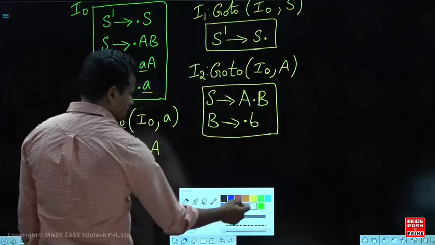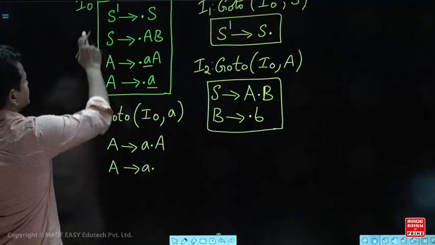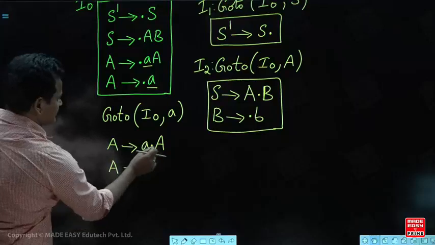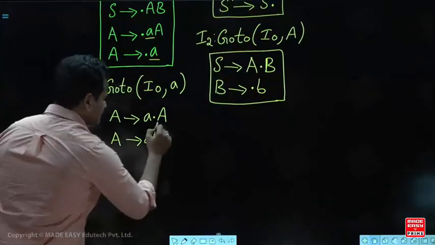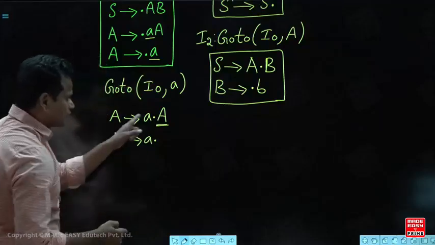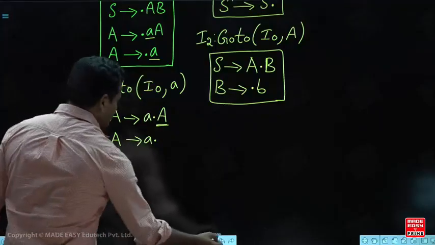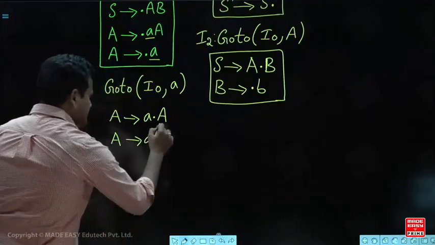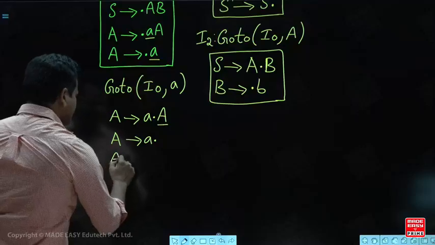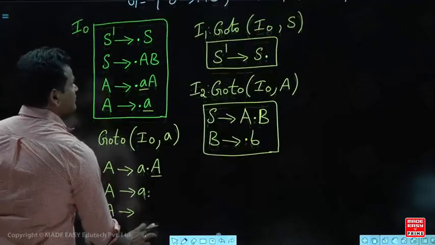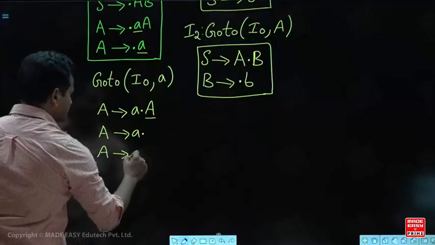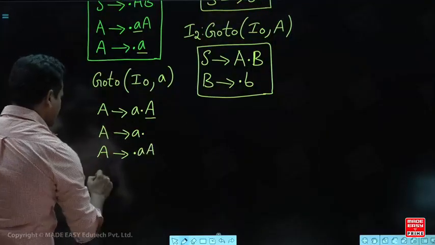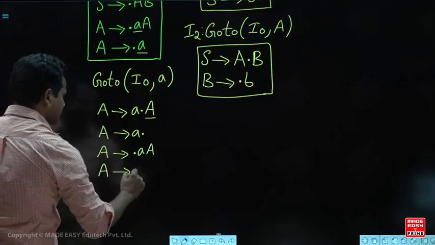Now come to this one. Now this is I naught A. I have shifted for this. After shifting, did you observe here? Dot after what? A non-terminal. So whenever a non-terminal is there, you must add its production. A has two productions. What are A's productions? These are A's productions. So add its first production and add its second production.